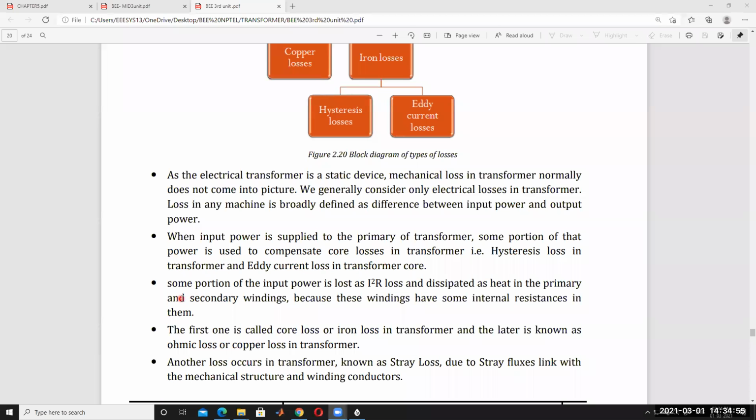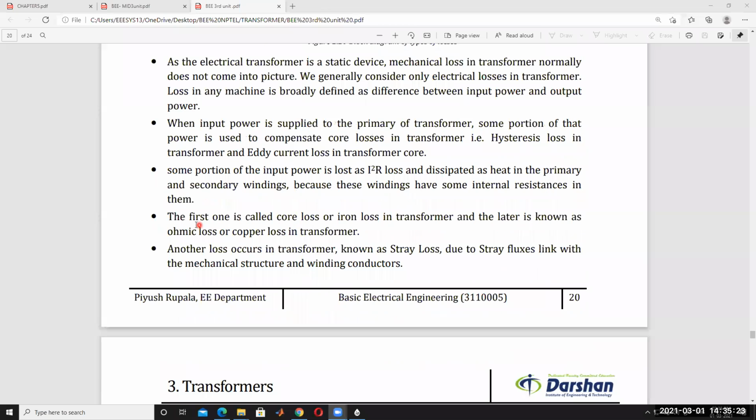Some portion of the input power is lost as I square R loss, that means the loss across the winding. The current flowing in the winding is called current I, so the loss is called I square R loss. It is dissipated as heat in the primary and secondary windings. Because of winding resistance, these losses come into the picture. These windings have some internal resistance, which is called R. Because of winding resistance only, these copper losses come into the picture. If the winding resistance is very low, then the losses are less.